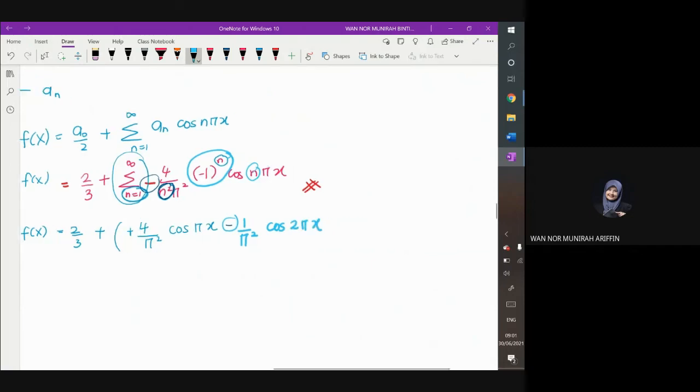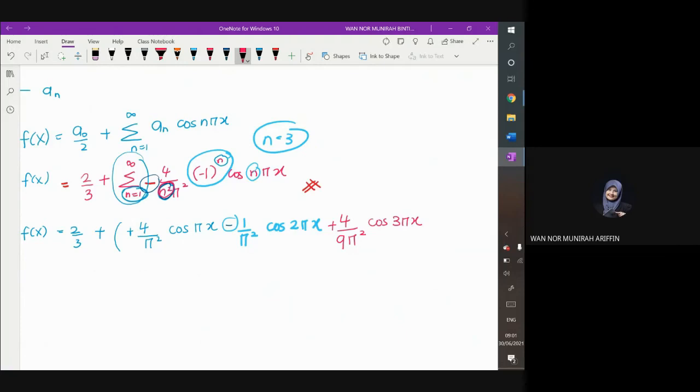And then we continue, not finished yet, because we need to go until n equals 3. When n equals 3, you will get negative 4 over 9, this one is 3 square, so 9 pi square. Negative 1 to the power of 3 is negative 1, so negative becomes positive here. And then you have cos(3 pi x).